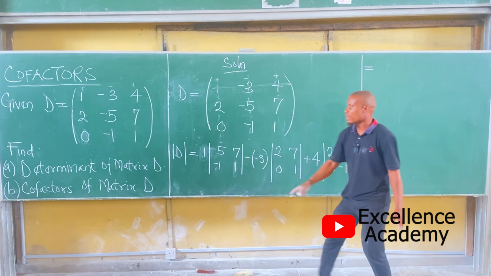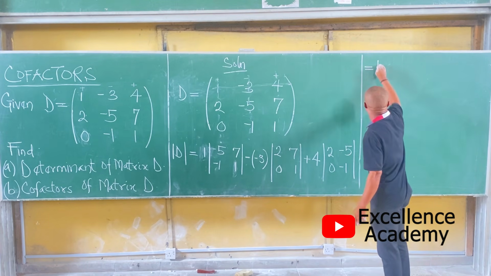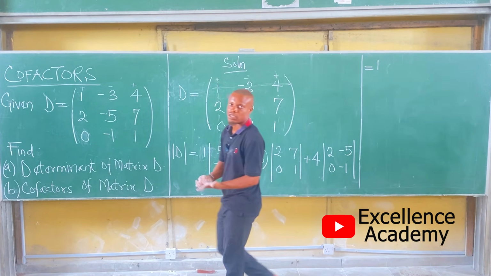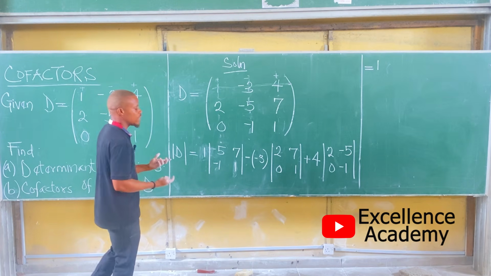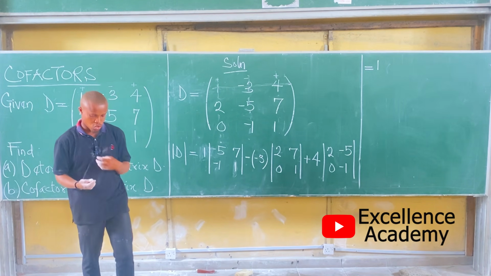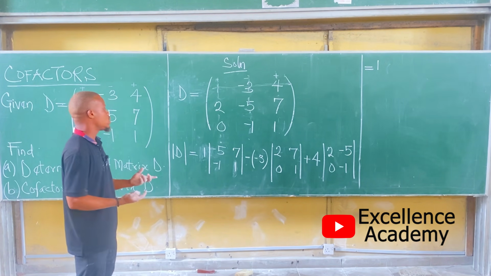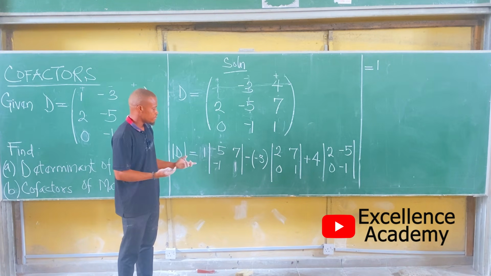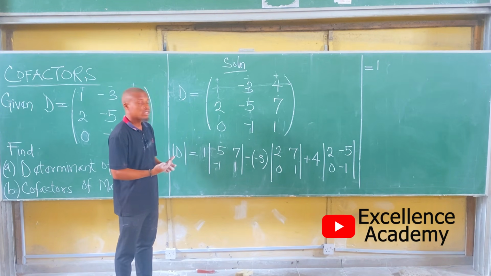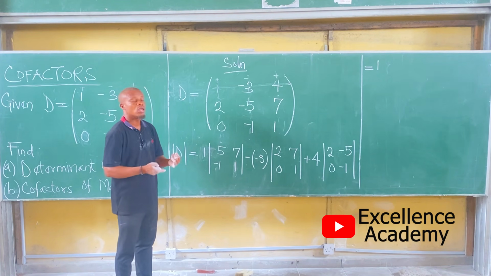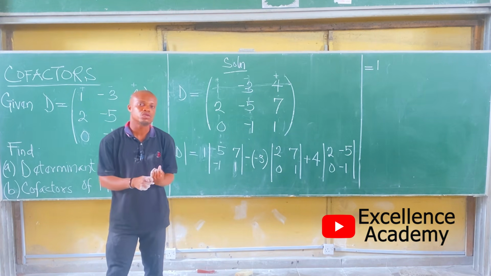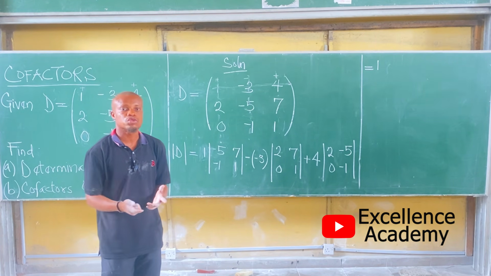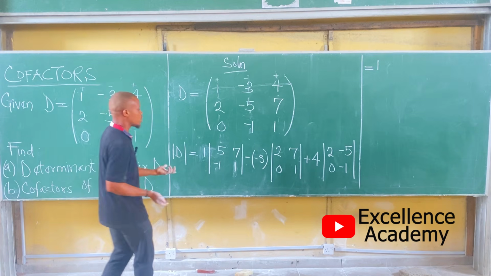For the first one, I'm having a 1, right? So let's get the determinant of a 2 by 2 matrix. I said in getting the determinant of a 2 by 2 matrix, you simply say what? You simply take the difference between the product of your leading diagonal and what? The product of your second diagonal. So this is what I'm doing.